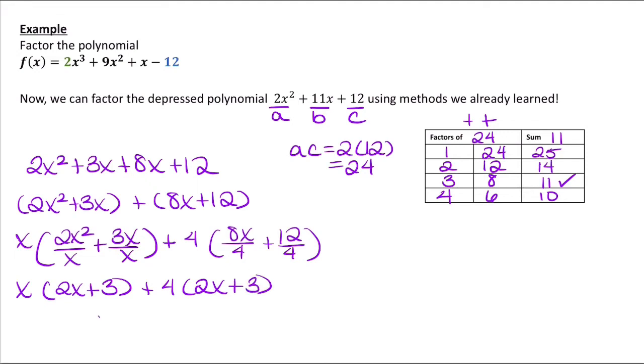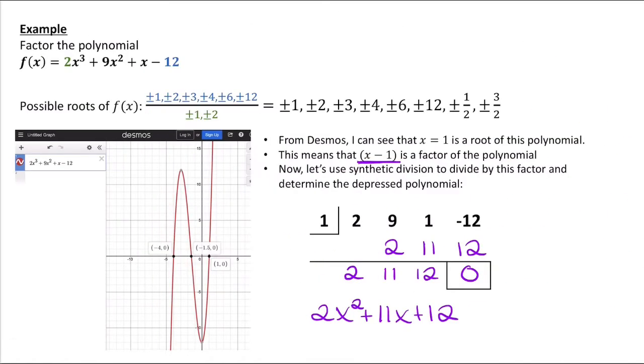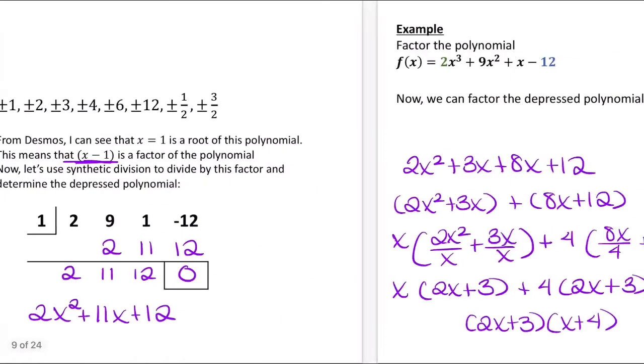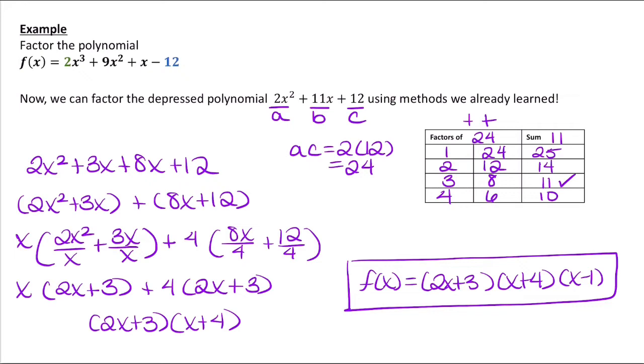So we factor out that common binomial of 2x plus 3, and then we have our outside terms, which are x plus 4. So now remember, when we write the factored form of the polynomial, we have to include all of the factors. So f of x is going to equal 2x plus 3 times x plus 4 that we just found, but we also need to include that original binomial that we factored out, right? So that x minus 1 gets included in our final answer. So this is the fully factored form of f of x.